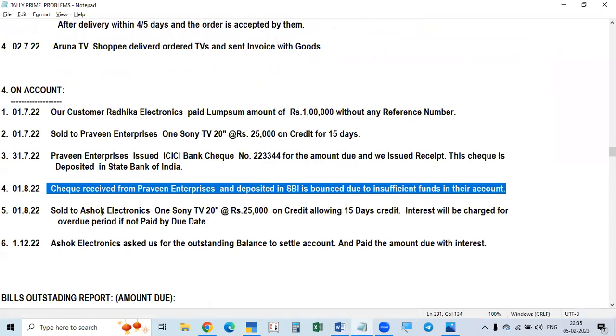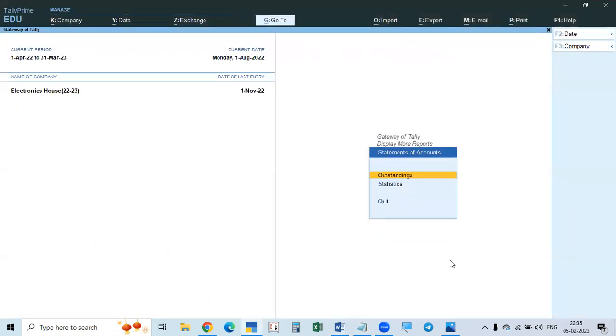Next one. First August, sold to Ashok Electronics on TV for 25,000 rupees on credit, allowing 15 days. Interest will be charged for the overdue period, if not paid by the due date. So on 1st August, we sold goods. So we make the entry.